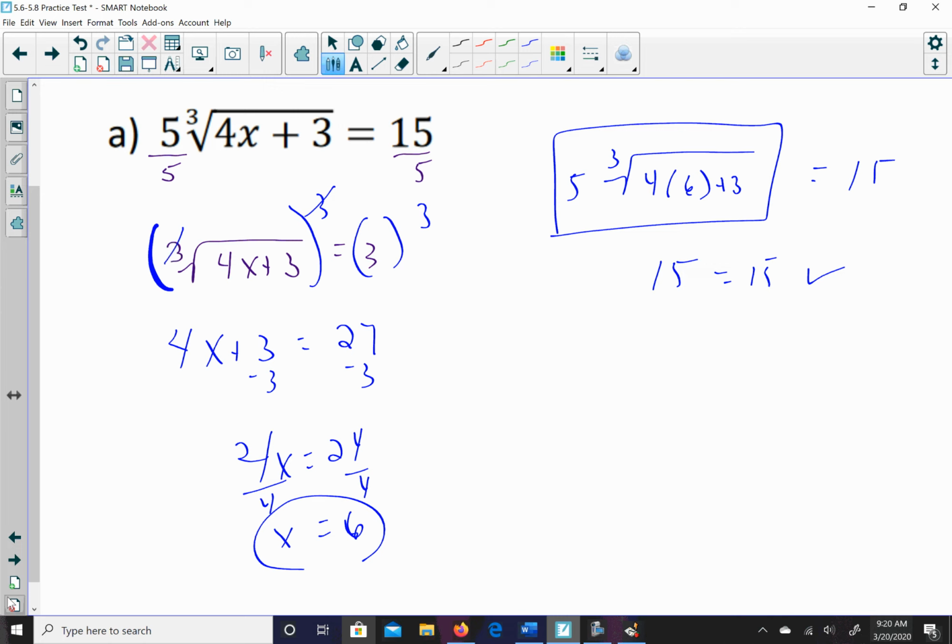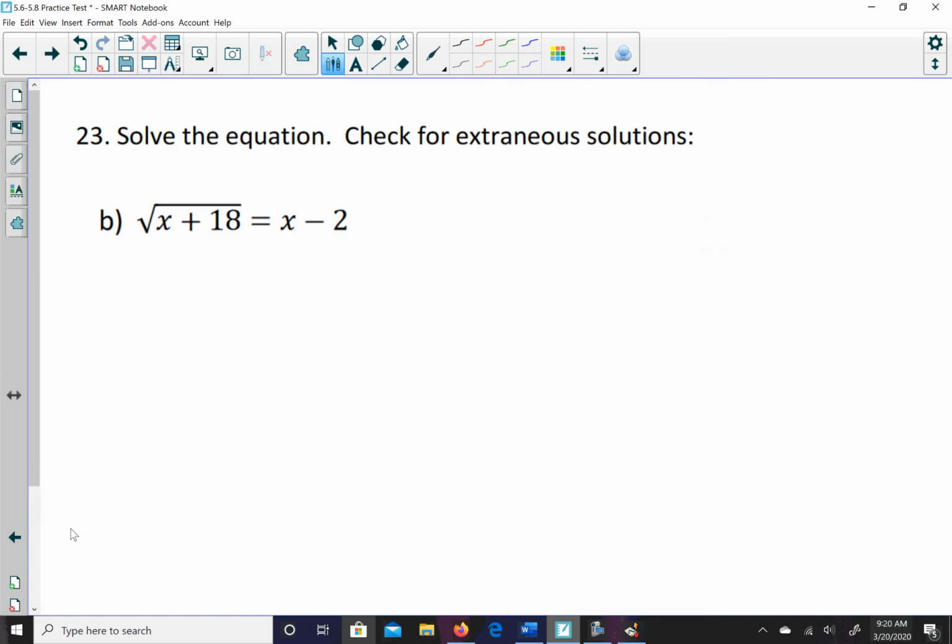Trying the next one. Again, I have to isolate the radical on one side by itself. It's already isolated on one side, so I'm going to square this side, which means I have to square this side. These two, remember, just cancel each other out, and I'm left with x plus 18. Here, I'm going to take x minus 2 squared. Remember, it's x minus 2 squared, so you're taking x minus 2 times x minus 2.